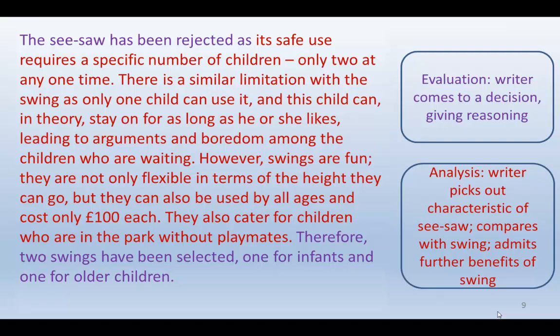We then start to analyse the swing, and because the swing has the further characteristic of children finding swings fun and flexible, and they can be used by all ages, and they're cheap, through that analysis we know that the writer is going to ignore the limitations that the swing brings, the disadvantages, and is going to recommend it over the seesaw. And in fact, the writer justifies from the analysis why they're selecting 2 swings.